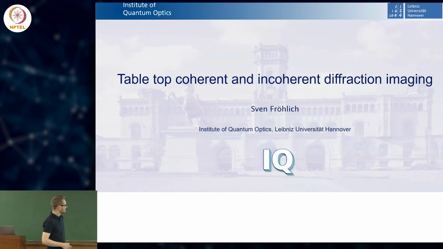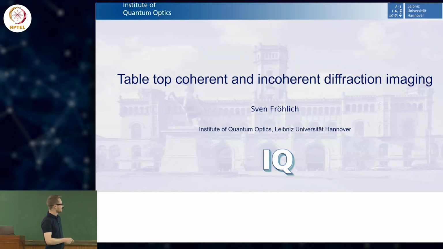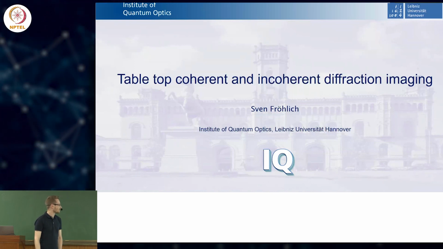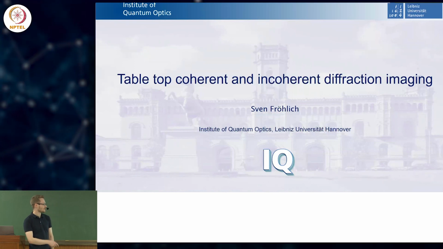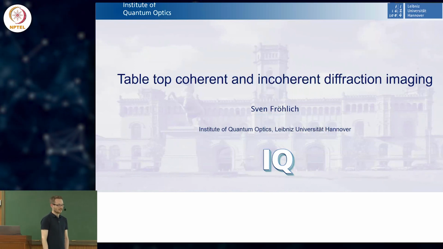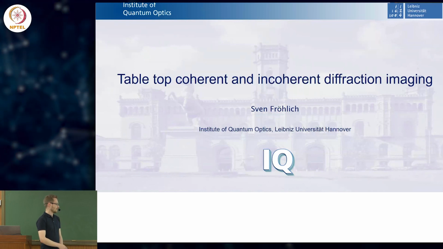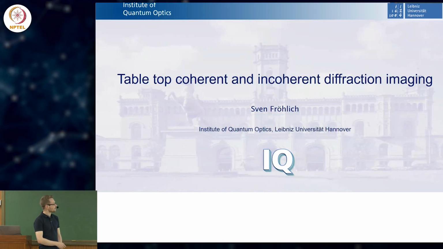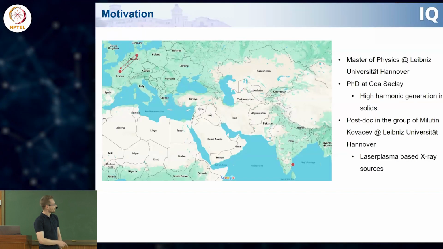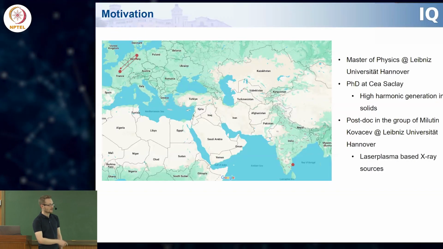So, as said, my name is Sven Fröhlich. I'm a researcher at the Institute of Quantum Optics at the Leibniz University in Hanover, where I'm part of the group of Milutin Kovachev. And just to illustrate my way shortly, we're right now here. I'm from up here in Europe.